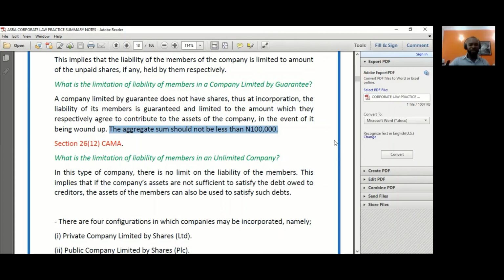So that is the meaning behind the concept of limitation of liability.